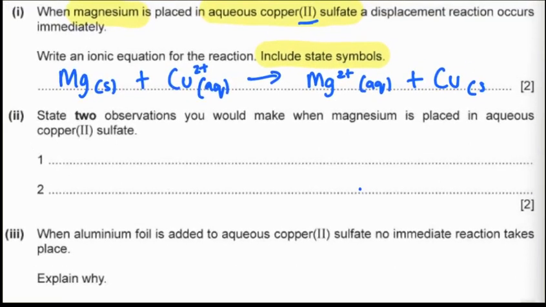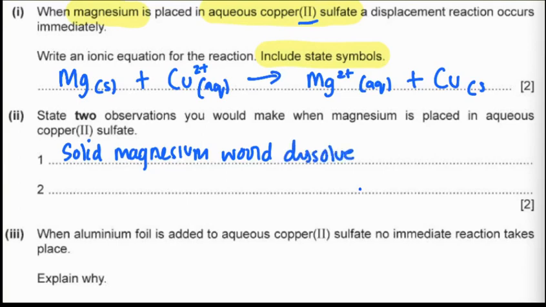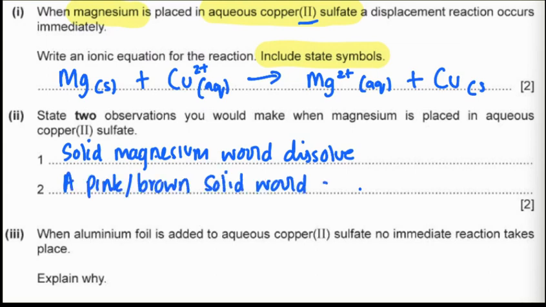So, state 2 observations that you would make when magnesium is placed in aqueous copper 2 sulfate. There are 3 observations actually that you would make. The first one is that the solid magnesium would disappear. So solid magnesium would dissolve. You would probably get the mark for saying disappears, but a better scientific term is dissolve. And then a pink brown solid would appear because, of course, you are making copper metal, and copper metal is always described as a pink brown solid.